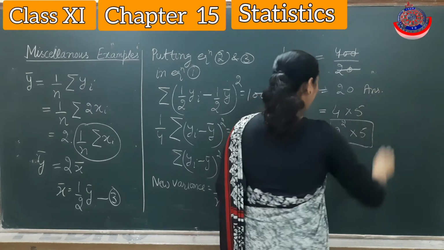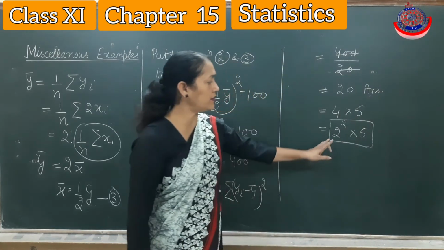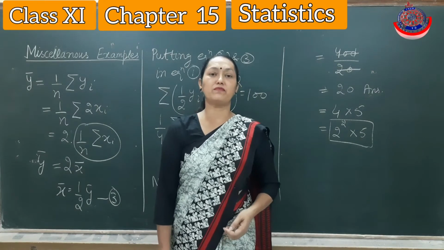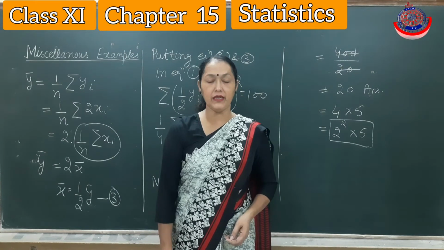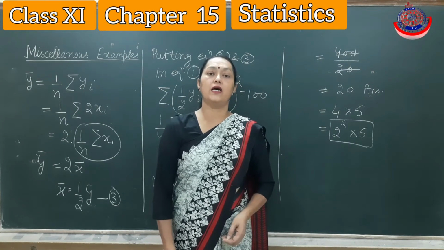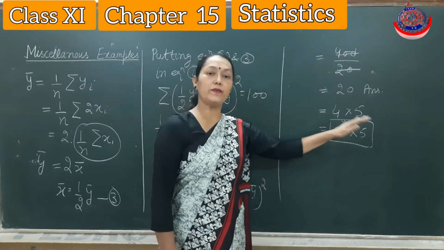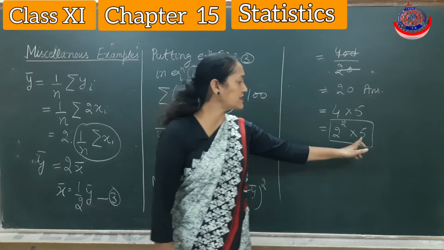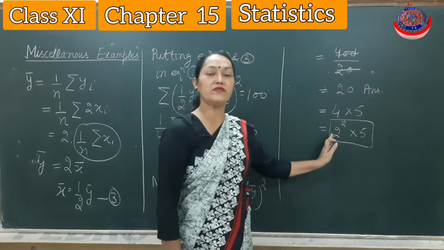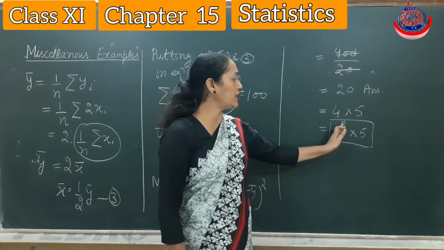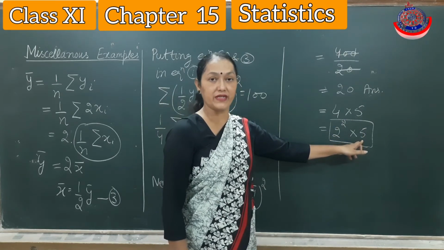New variance is 20. But from here you can learn the relation that if each observation is multiplied by a particular number, then the variance will be the square of that value times the previous variance. 5 was the actual variance. Each observation was multiplied by 2. New variance became 2 square into this 5, the previous variance.